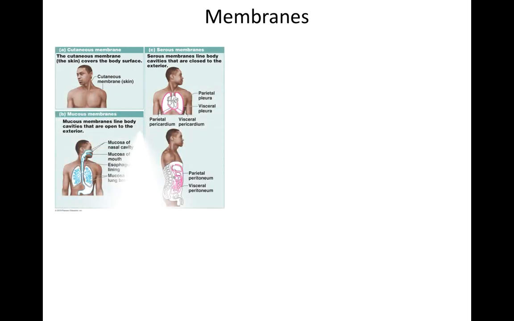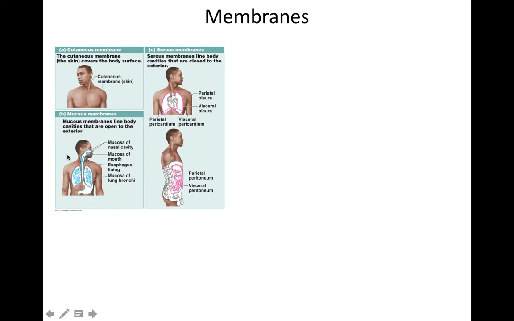Now we're going to talk membranes, so another kind of specific tissue component. There's basically three types of membranes. Cutaneous membrane is your skin. It's the only one that's dry. So we're going to talk about the skin in our next chapter, so we're not going to get deep into that now, but it is the only one that is a dry membrane.